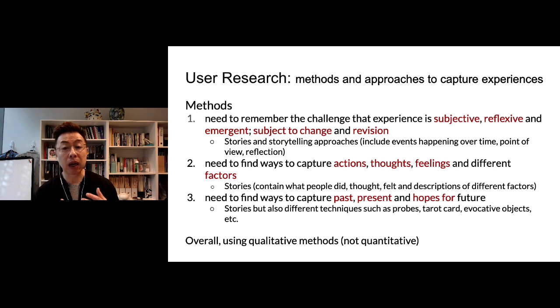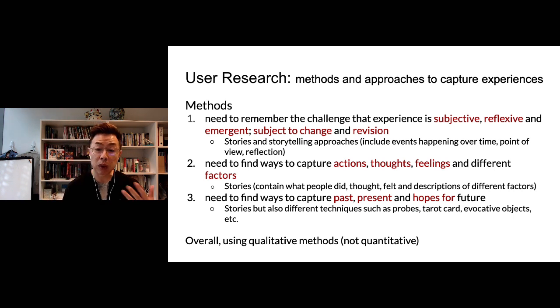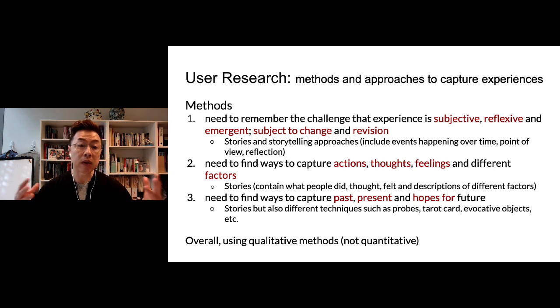Because stories include events happening over time. Stories are a way in which people tell you about what happened, but it's a way of reflecting about it. Okay? So number two, we also need to find ways to capture actions, thoughts, and feelings. Remember, when you're writing a journal itself, experience is not just about feelings, but also about what people do, what people think. Okay? And also the different factors.